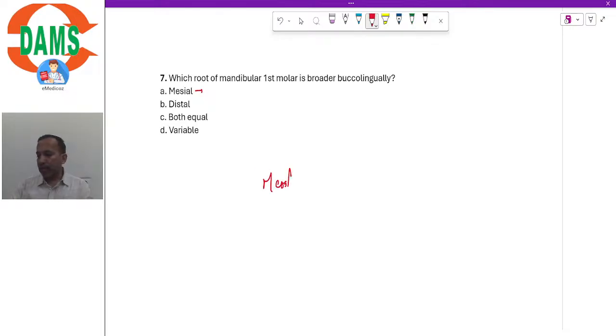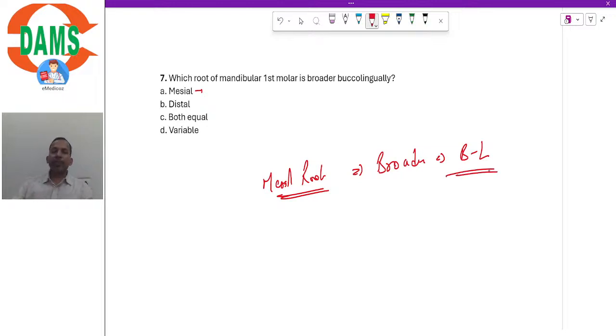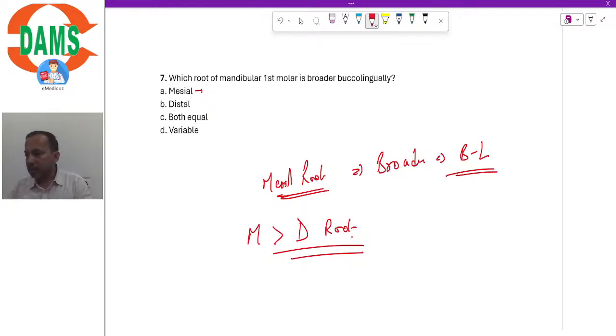Mesial root is broader buccolingually, isn't it? So that is true for all the mandibular molars. In each mandibular molar, the mesial root will be larger as compared to the distal root of the same tooth. So always the mesial root is larger than the distal root of the same tooth, isn't it?